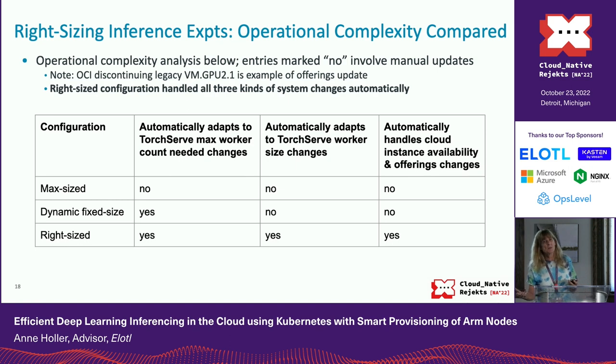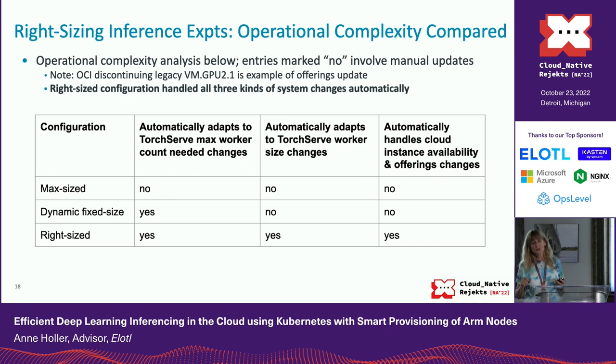The second kind of change would be a change in the worker size being requested. Now, we ran our experiments with standard models, and those standard models aren't going to change in their worker size. But in real life, as you're developing a model, you're improving it, you're retraining it, you're trying new architectures, the model size itself is going to change. And so your request of what the actual worker size is going to change. And when that happens, we look at these three kinds of configurations and see how they respond in terms of what kind of operational complexity it adds.